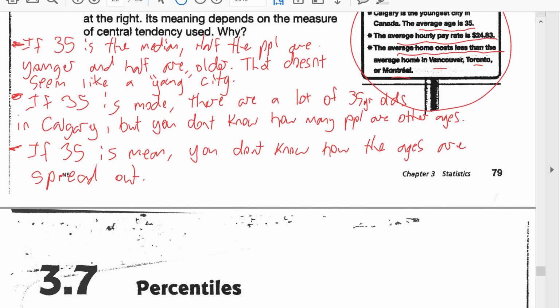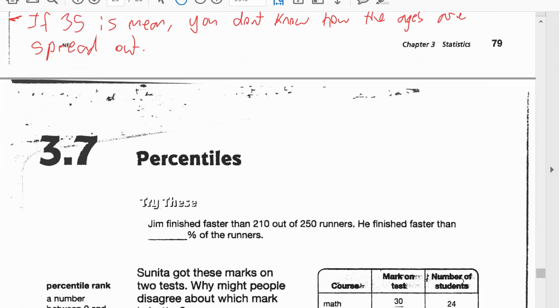Okay, that's 3.6. Next unit would be 3.7, where we deal with percentiles. So that one's a bit longer too. It's 4 pages, and then I think we're done.